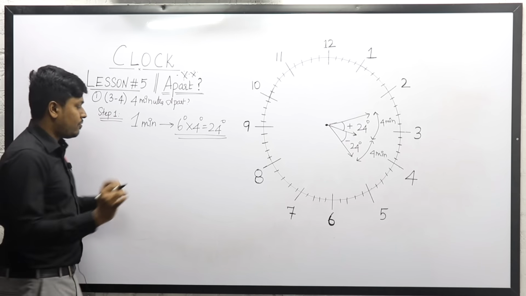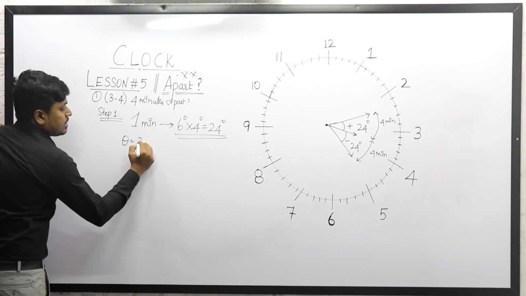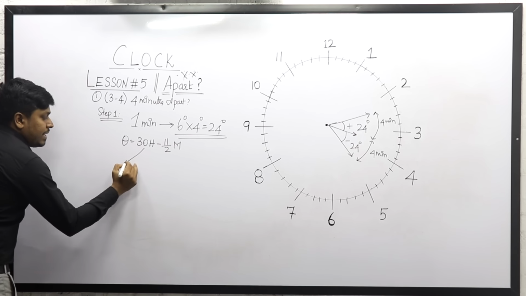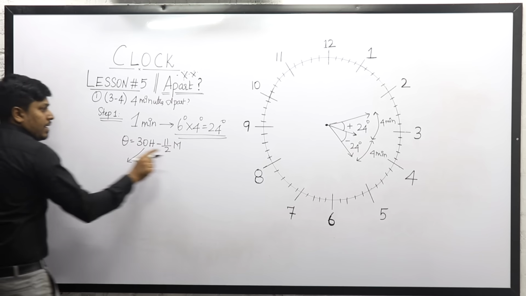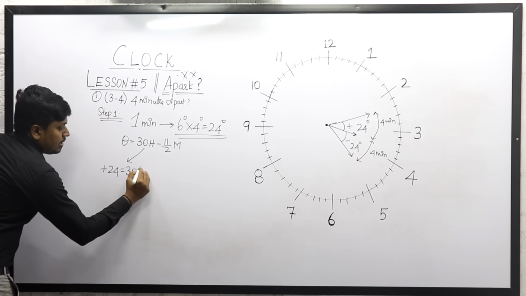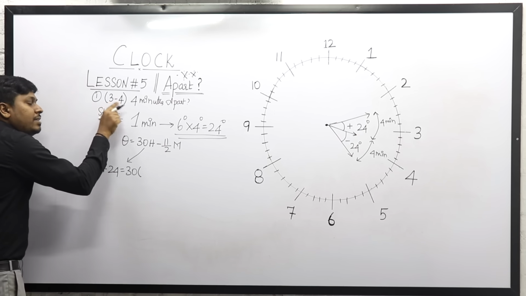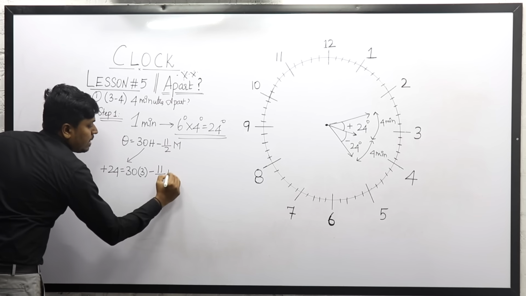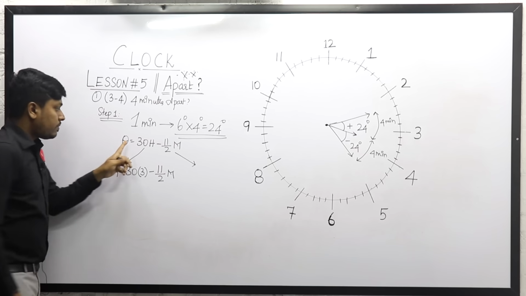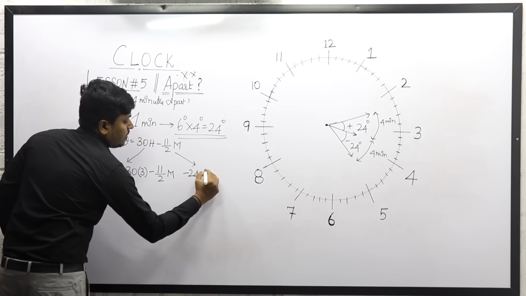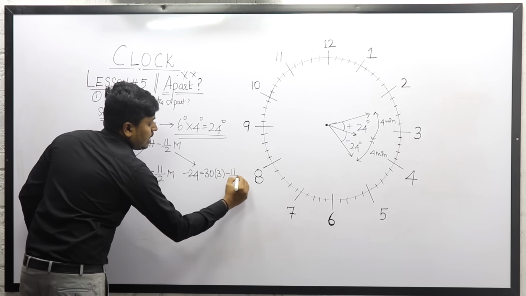So now we need to substitute in a formula. The formula I have taught you is theta equals 30h minus 11 by 2 into m. So find the answer for both. Let me take this as possible one. Instead of theta I am going to substitute plus 24. So plus 24 is equal to 30 instead of h. Our target is to find between 3 to 4, so definitely the angle points somewhere between 3 to 4. So we can take h as 3, minus 11 by 2 m, our target to find. For the second possible, we go with the second possible diagram, that is minus 24 equals 30 into 3 minus 11 by 2 m.